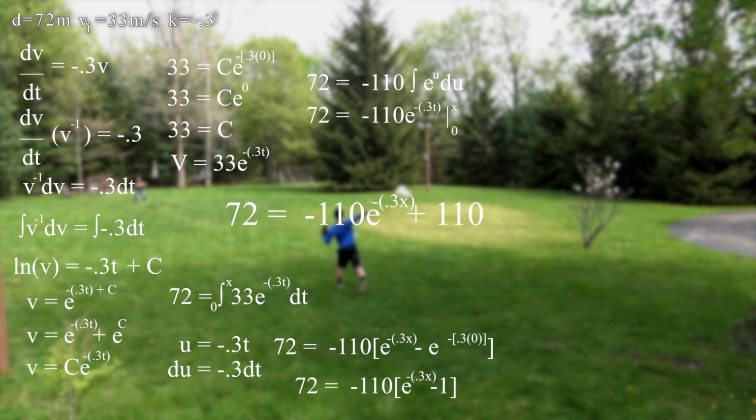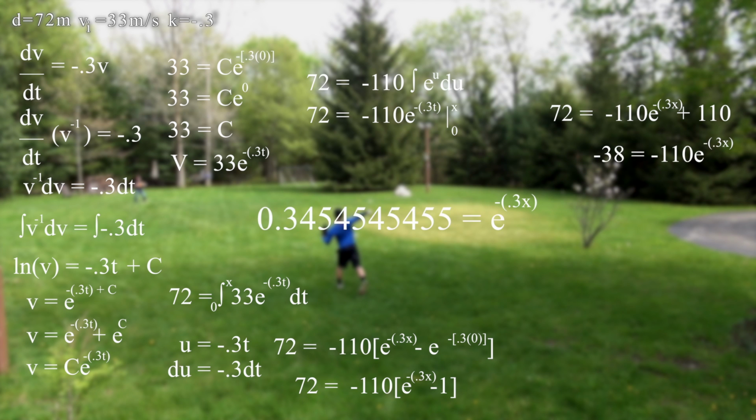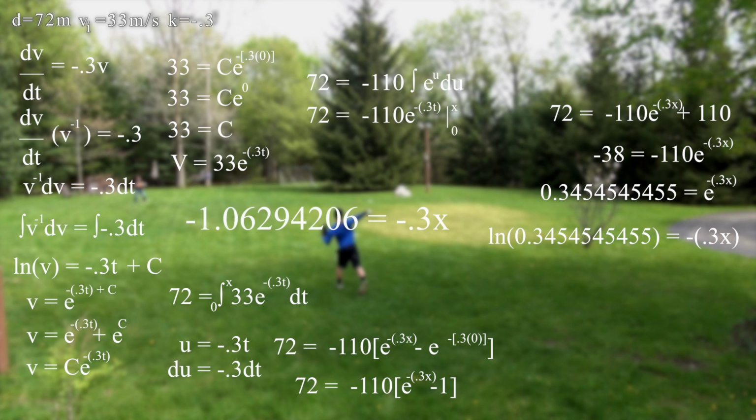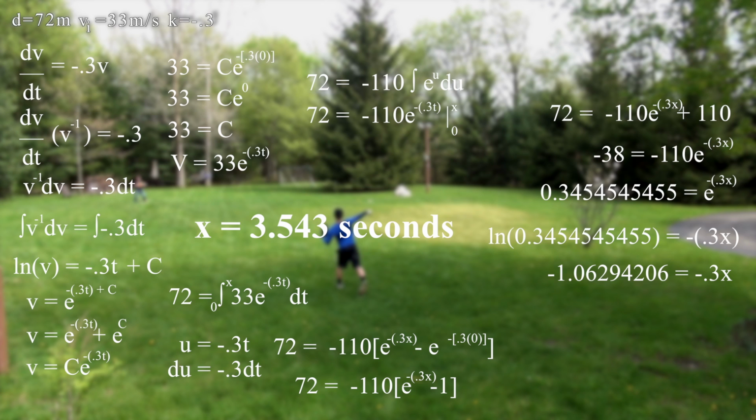Next, we distribute the negative 110 to each part within the parentheses. Then we take away 110 from each side to get negative 38 on the left side. Then we divide both sides of the equation by negative 110. That really big decimal there is now equal to e to the power of negative 0.3x. Now we continue to isolate x by taking the natural log of each side. So now we find the natural log of that really big decimal to equal negative 0.3x. Finally, by dividing both sides by negative 0.3, we determine that the time it takes the ball to travel from the outfielder to home plate is 3.543 seconds.